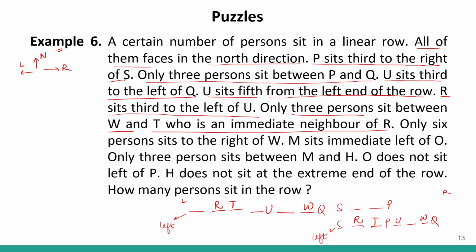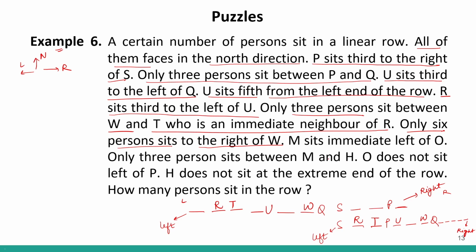Correct? Now, only 6 persons sit to the right of W. So only 6 persons sit to the right of W means 1, 2, 3, 4, 5 and one more person will sit to the right of W. This will be the right end. Correct? Similarly, over here 6 people sit to the right of W. So 1, 2, 3, 4, 5, 6 people will sit to the right of W. This will be the right end. Correct?